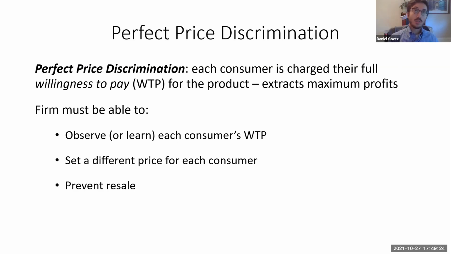Perfect price discrimination is a theoretical possibility, but not something we see very often. What is it? It's each consumer being charged their full willingness to pay for the product. This extracts maximum value from the consumer for the firm, but the firm must be able to observe or learn each consumer's willingness to pay, and must be able to set a different price for each consumer.